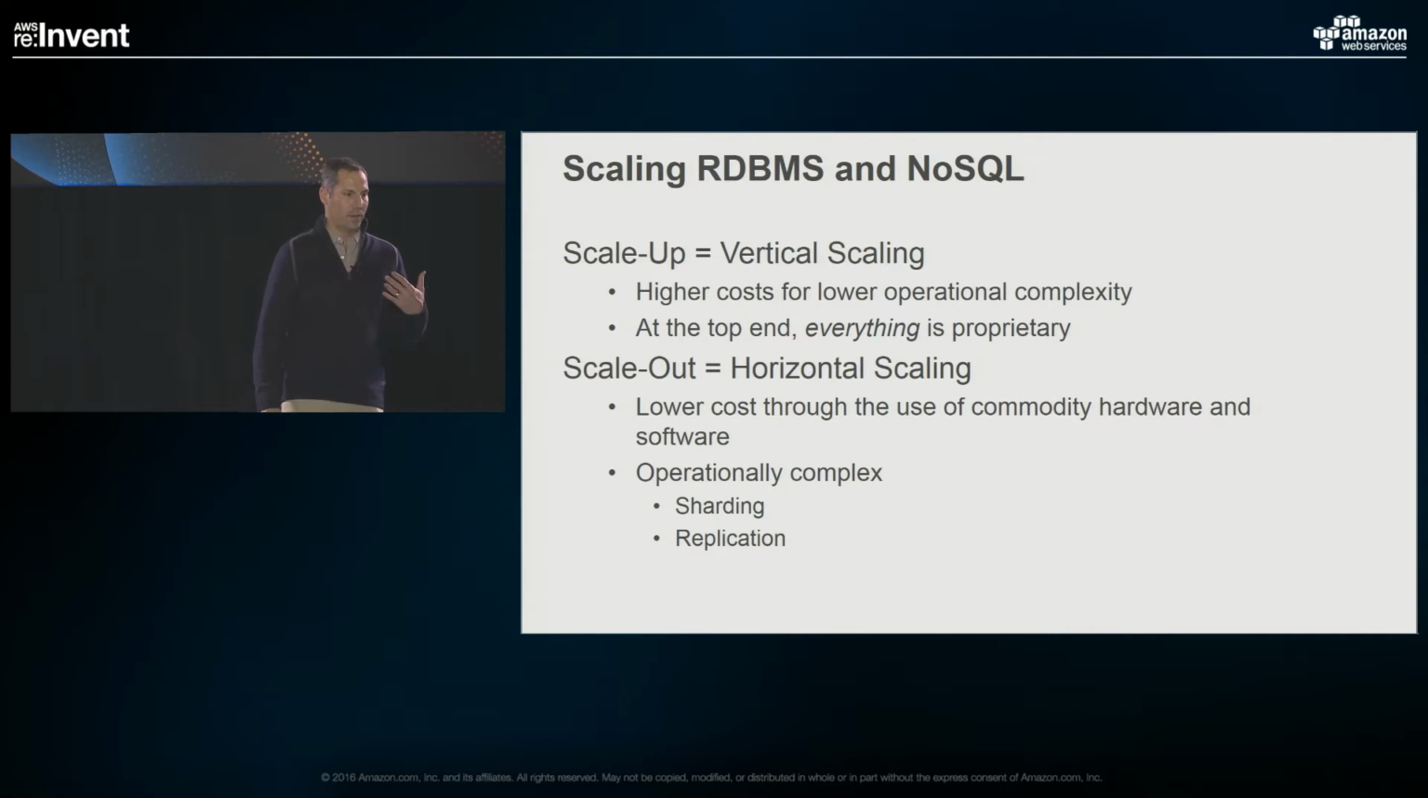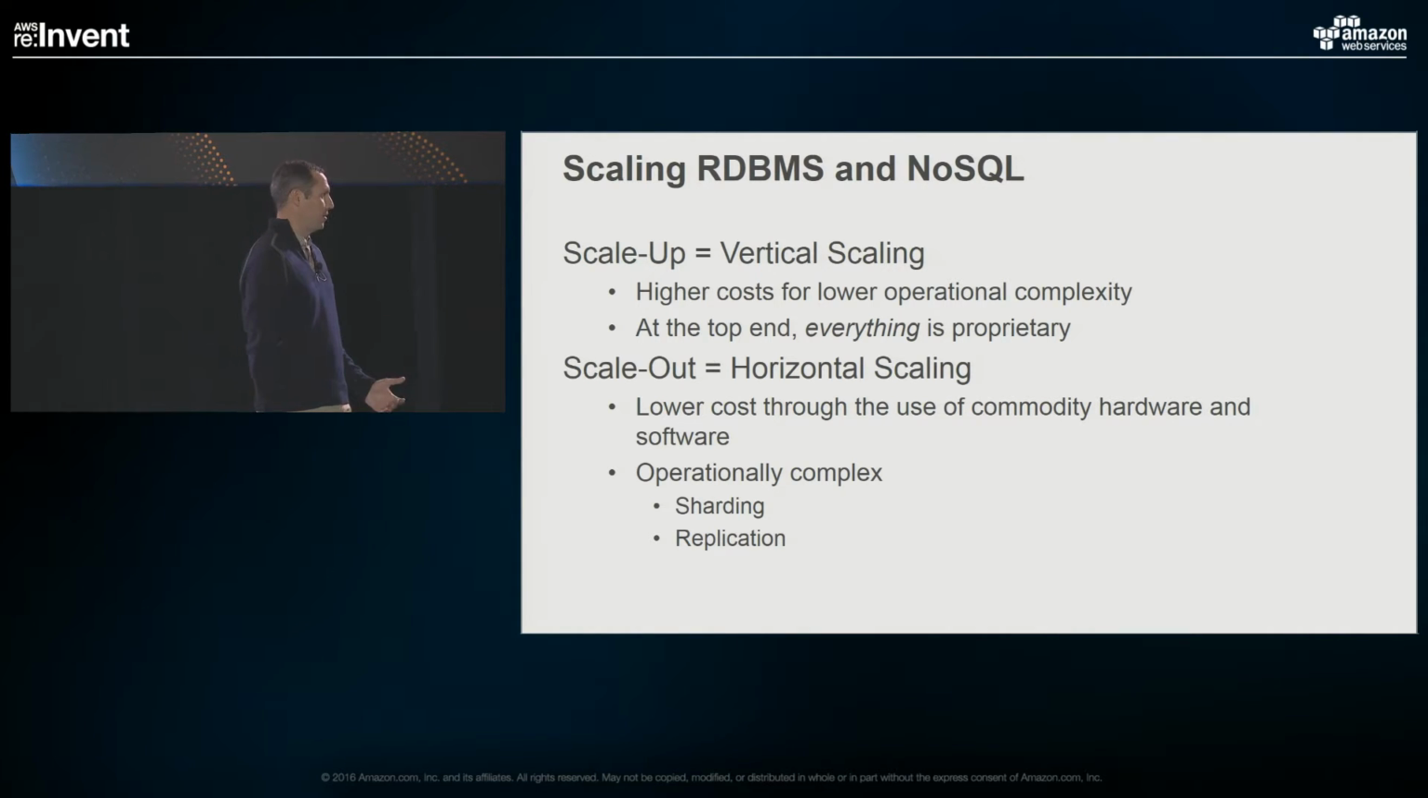The trade-off is that you have lower operational complexity. You're simply running the same database that you were previously running, just on a more powerful box. But at the high end, everything is proprietary, down to the types of memory that you're going to run, right? So it can be very, very expensive. And you're going to reach a point where you're on the biggest, fastest box that money can buy. And if that's still not enough, what do you do?